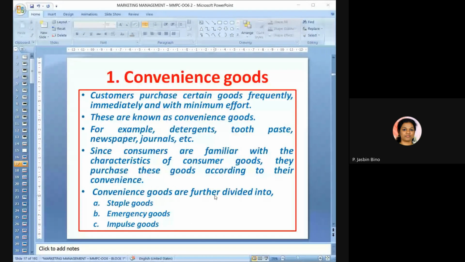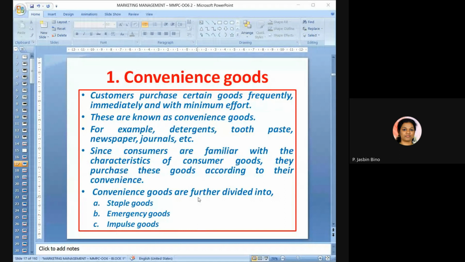Convenience goods are goods which consumers will purchase frequently or immediately and with minimum effort. For example, toothpaste, newspapers, journals, detergents, etc. Since consumers are normally familiar with the characteristics of these goods, they purchase them according to their convenience. Based on convenience, convenience goods are again divided into three: stable goods, emergency goods, and impulse goods.